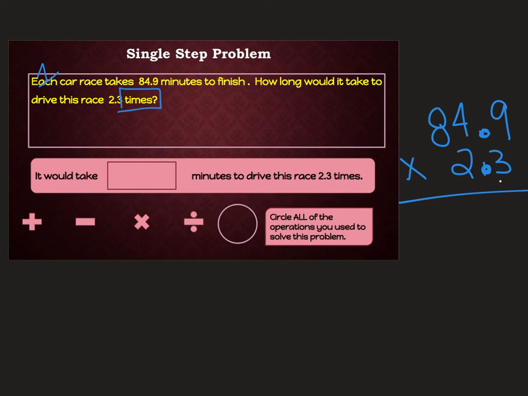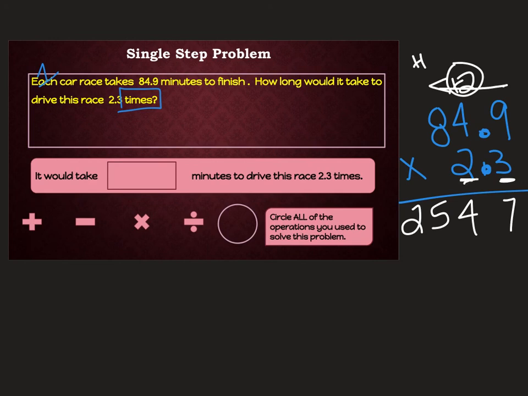Okay, I'm going to start with the ones place. That means I'm starting with a 3 and multiplying everything on the top, going from right to left. So 3 times 9, 27. 3 times 4 is 12, plus 2 is 14. And 3 times 8 is 24, plus 1 is 25. So I finished multiplying the ones place.